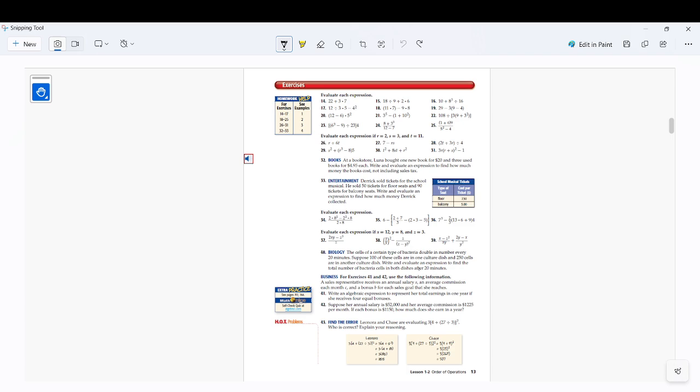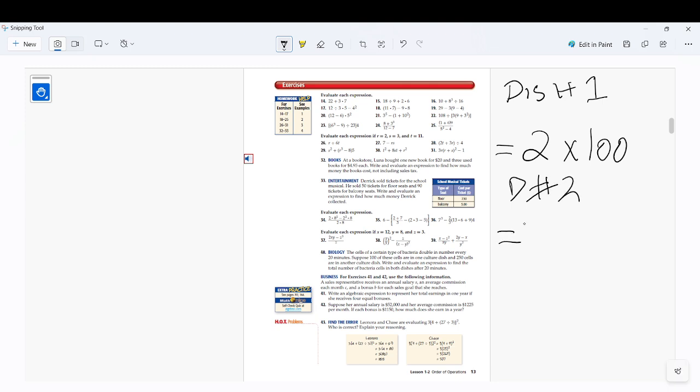So over here we see the time is constant, 20 minutes and 20 minutes. So for dish 1, the expression will be twice into 100, right? And for dish 2, it will be twice into 250, right? So now to find the total, we will add both the expressions.